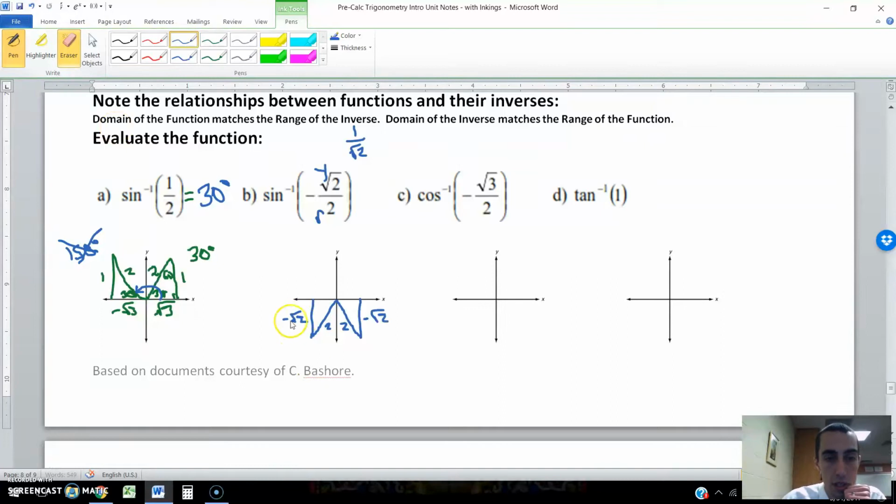So, let's erase these. We would need to have negative 1 over root 2 as our fraction. I'm going to pause the video here, and we'll pick things up in video 2.